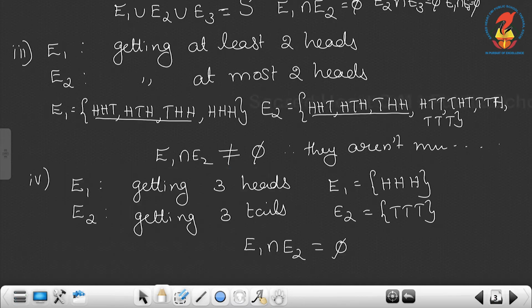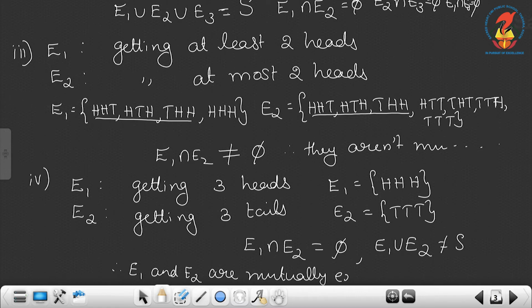Here the intersection is not null set also. Okay. Here intersection is null set. And what is their union? E1 union E2 is equal to, is it same as the sample space? No, only 2 elements. So it is not equal to S. Therefore, E1 and E2 are mutually exclusive but not exhaustive. Clear?